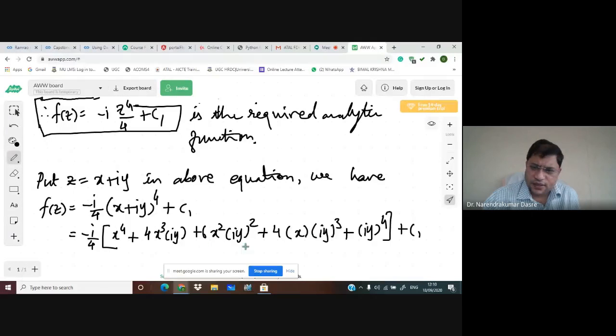Now let us simplify this expression. What we know is i square is equal to minus 1, i cube is equal to minus i, and i raised to 4 is equal to 1.